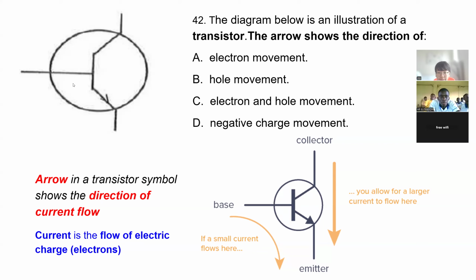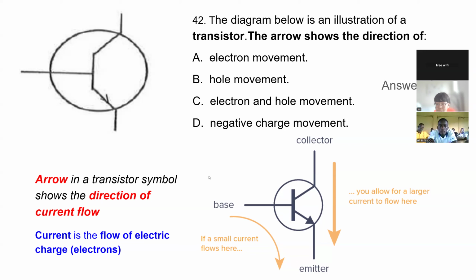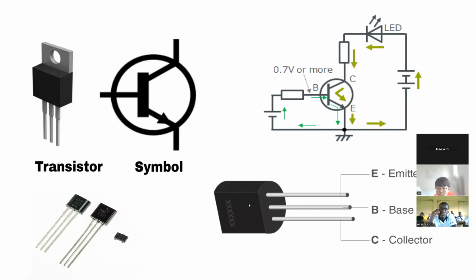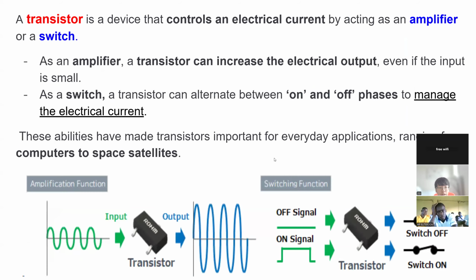So the diagram here is a transistor, and the arrow basically shows the electron movement. You just need to know what it is, the basics of it. So here, the current is flowing in the direction of the arrow. And here is what it looks like as an actual object and as a symbol. This is a transistor.